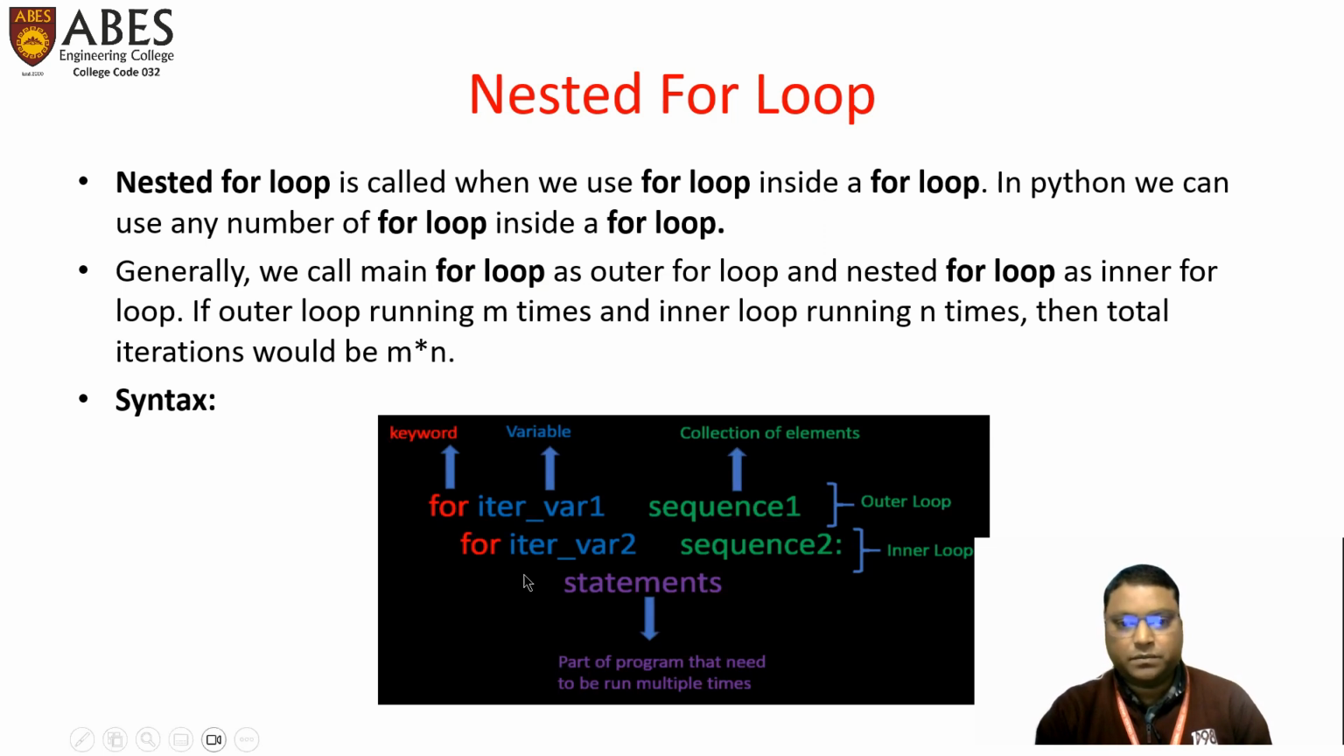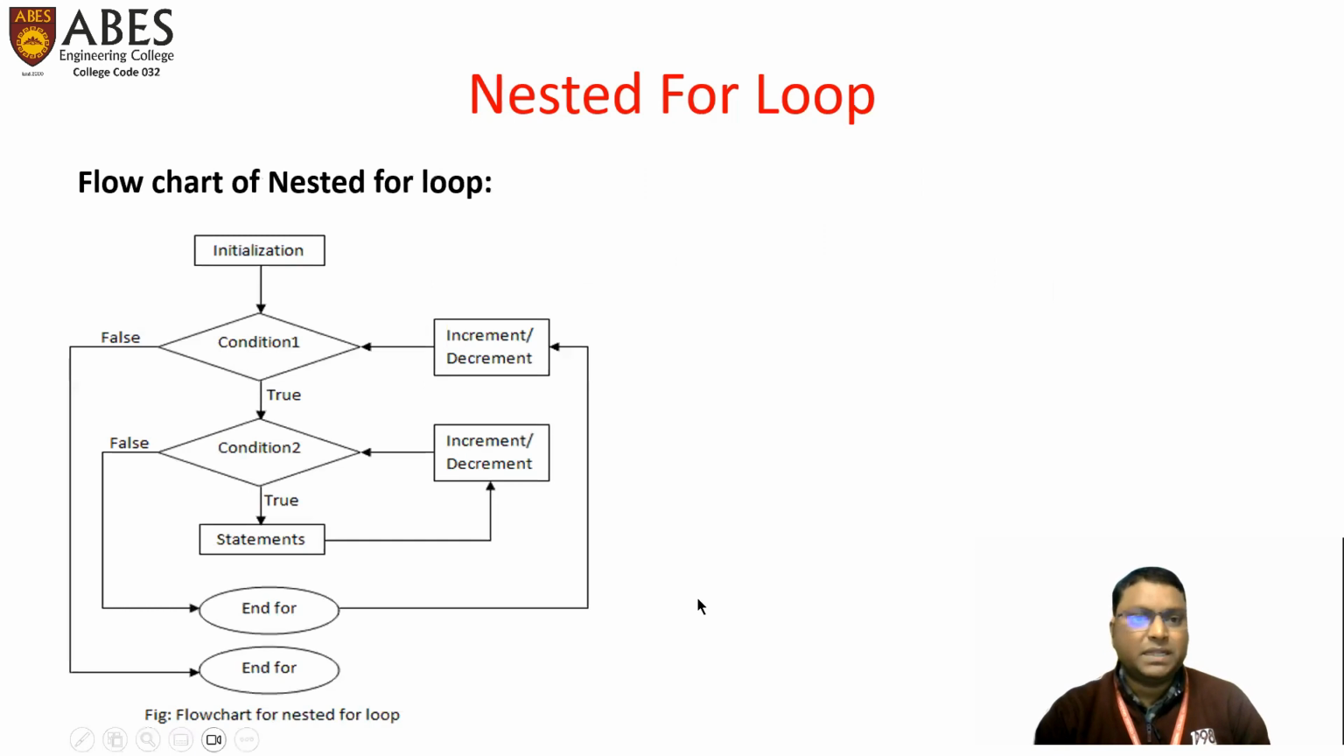This is the syntax used for nested for loop for iterating over a sequence. This is the outer for loop. Then for iterable variable in sequence, followed by a colon, is the inner for loop. So this is very simple. This is the flow chart used for nested for loop. Condition will be checked. If the condition is true, then the second condition will be checked, and statements will be executed according to the given order.